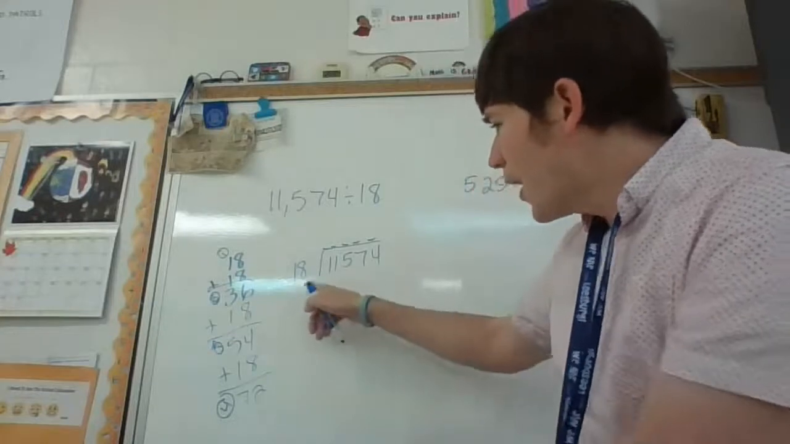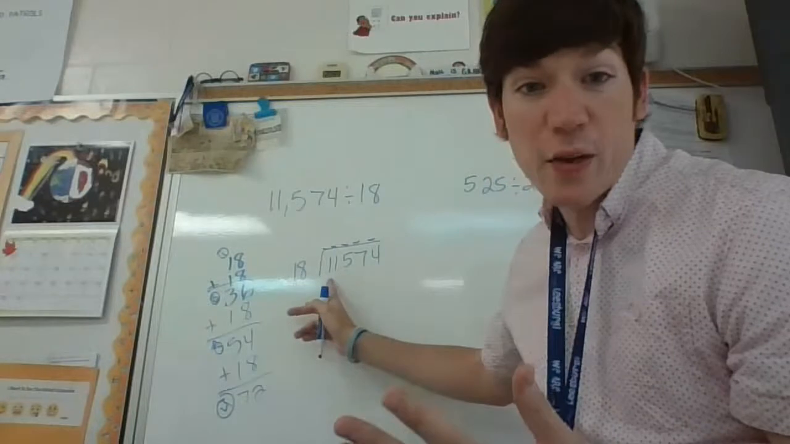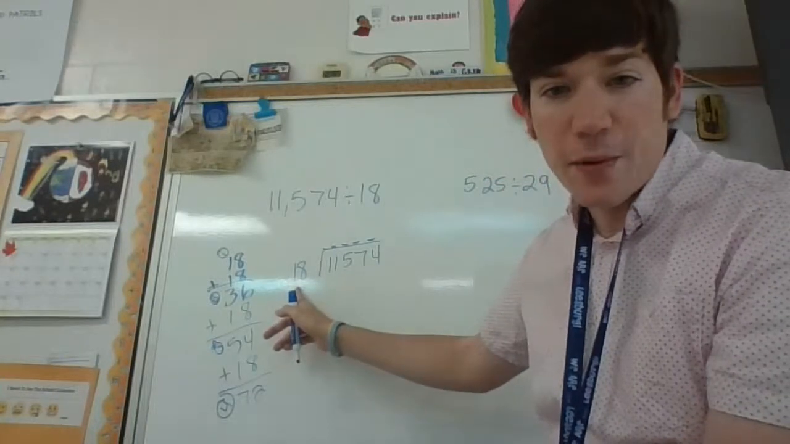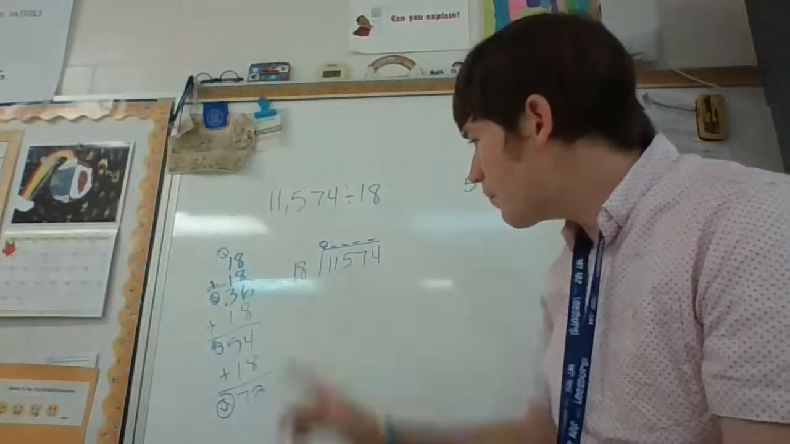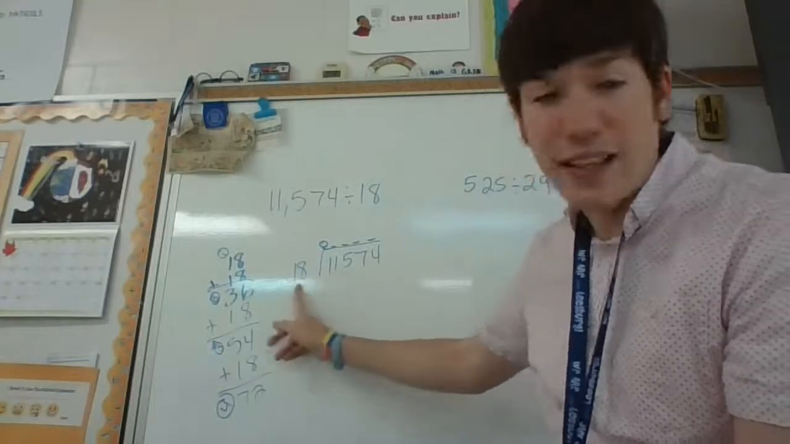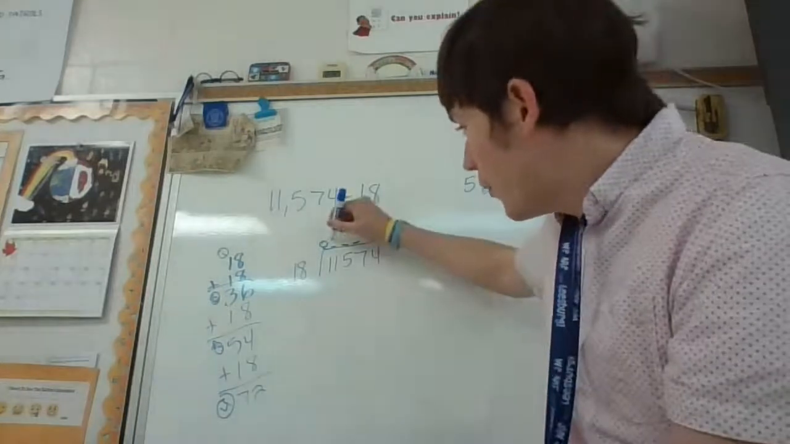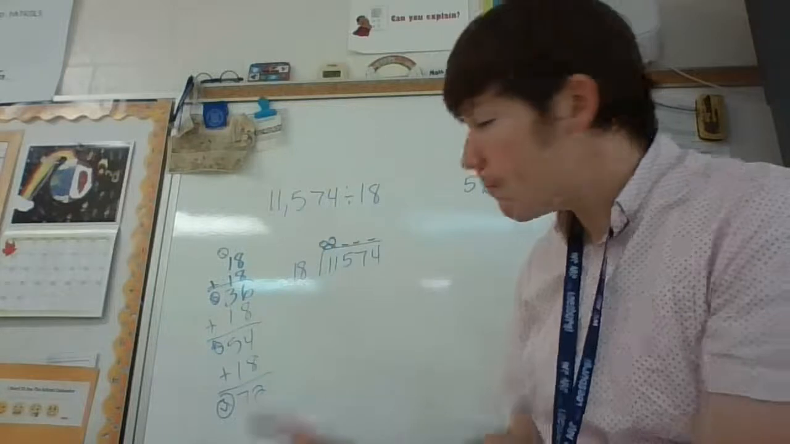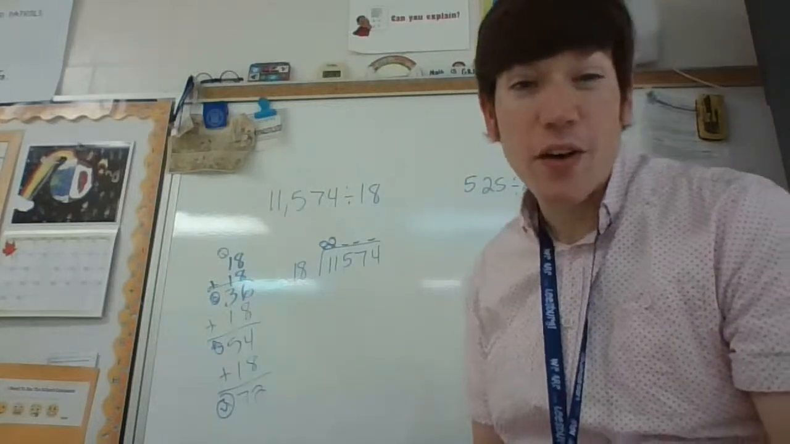Now, I'm starting off with 10,000, and I only have one 10,000. Because I only have one 10,000, I don't have enough to split up into all 18 groups. I'm going to put a 0 in the 10,000s place. Okay, I have 11 thousands. Again, I have 18 groups, so I don't have enough thousands to split up into all of those groups. So I'm going to put a 0 there. Now, we get to the hundreds place. I have 115 hundreds.